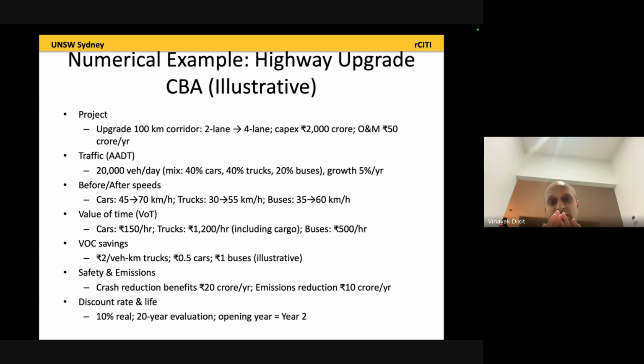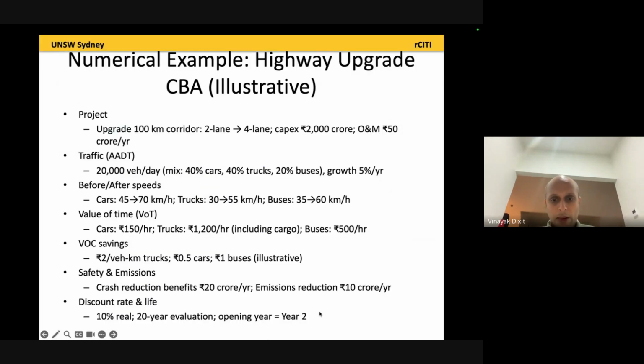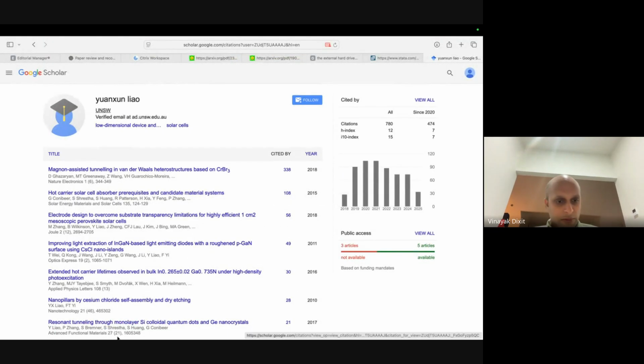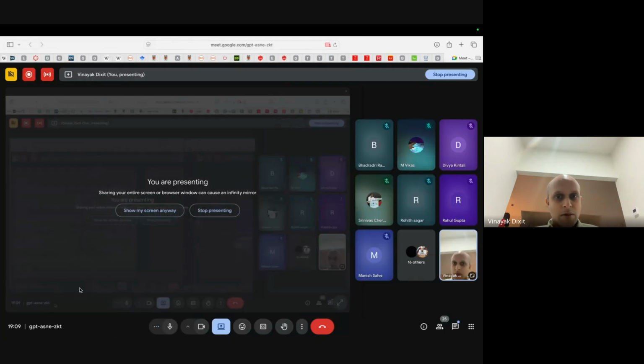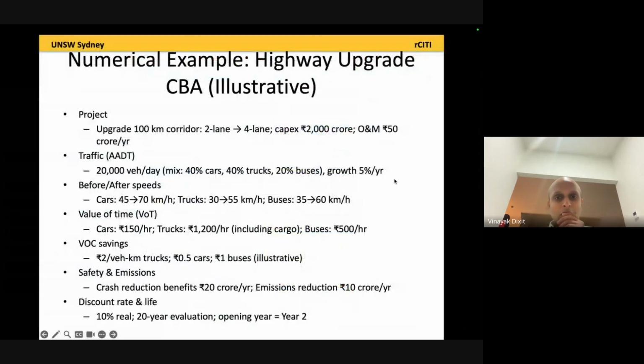Any thoughts about this particular assumption, first of all? Any thoughts? All right, no thoughts so far. What do you think should happen to the operations and maintenance as the years go by?